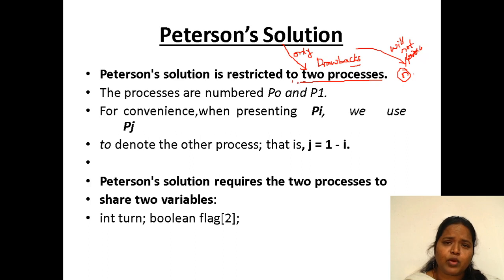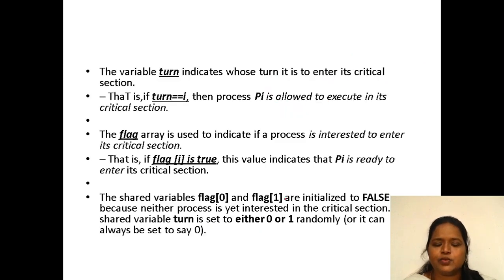Here, what is his solution? The processes are numbered P0 and P1. Here he has taken two processes, P0 and P1. For convenience, when presenting Pi, we use Pj to denote the other process, that is j equals 1 minus i. Peterson has used two shared variables, turn and flag. Turn is one variable and flag is one variable. The variable turn indicates whose turn it is to enter into the critical section.